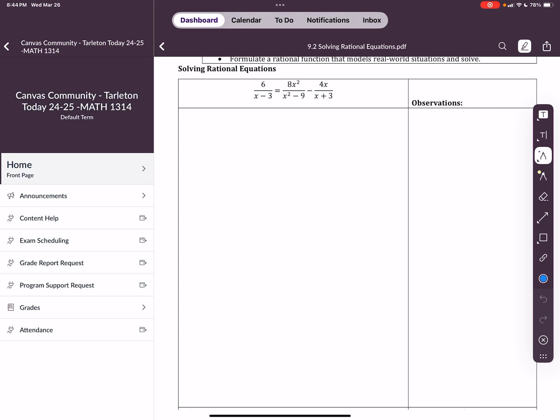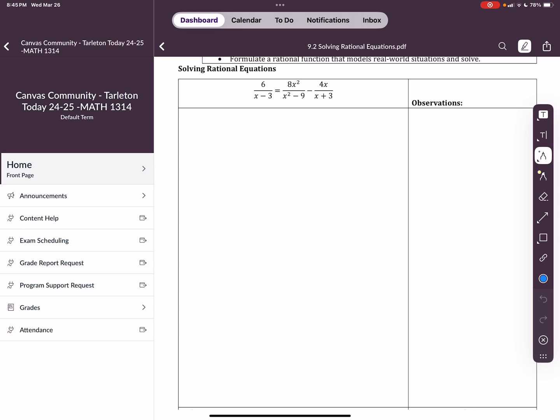Okay. All right. So we've been going over simplifying rational expressions. And so 9.2 is solving rational equations, which honestly is a lot of the same as far as simplifying. It's a lot of the same skills. You're not going to be learning a new skill or anything of that sort. So don't stress about that.